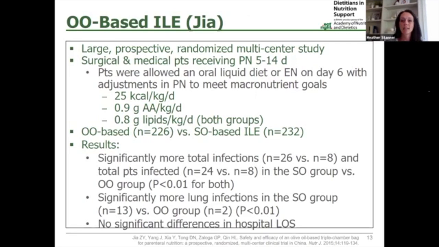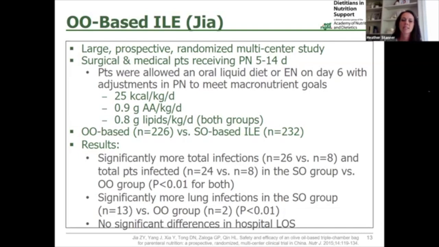So the second study was a large prospective randomized multi-center study in China. It involved 18 medical centers, including surgical and medical patients who received PN between 5 and 14 days. In this study, the patients were allowed an oral diet or enteral nutrition on day 6, and macronutrient content in the PN was adjusted to accommodate for the oral or enteral intake. This was a larger study, 226 patients in the olive oil-based ILE group versus 232 in the soy oil group.